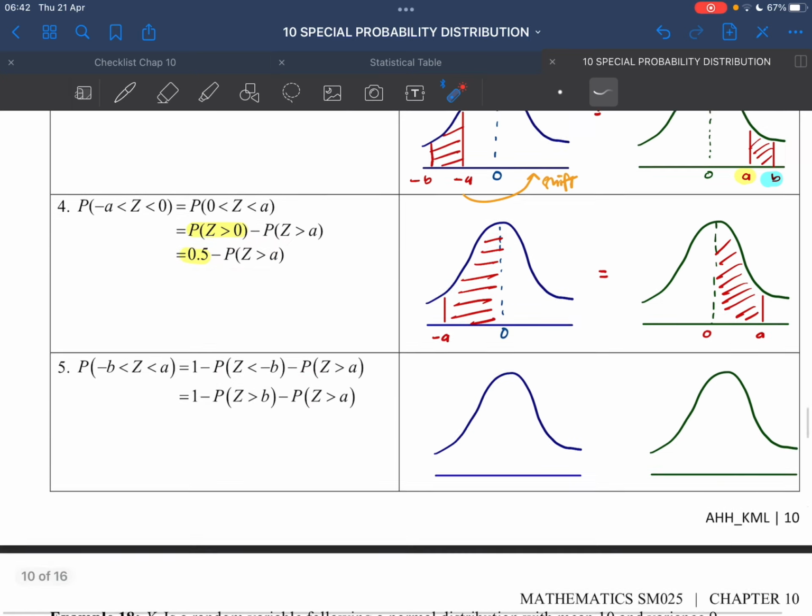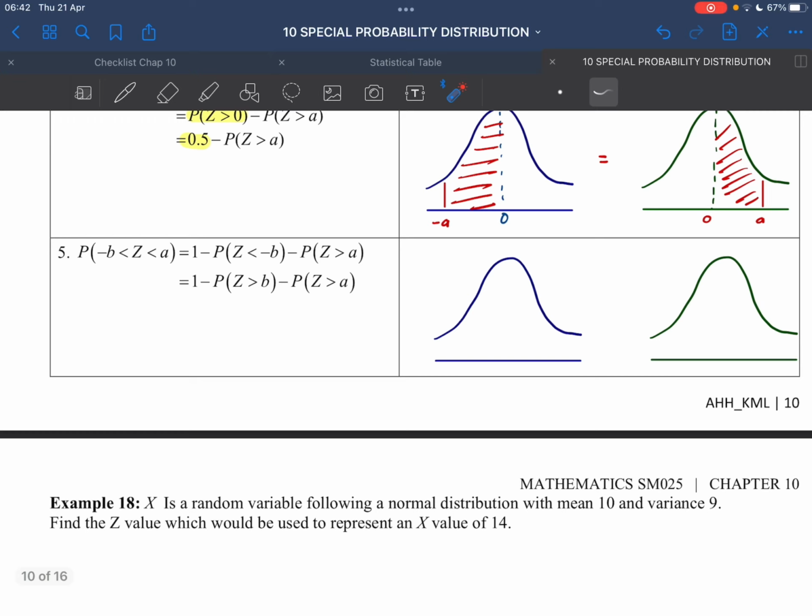Okay, so the last one here, let's see. Z between negative b and a. Okay, between negative b and a. So let's see. Here we have 0.